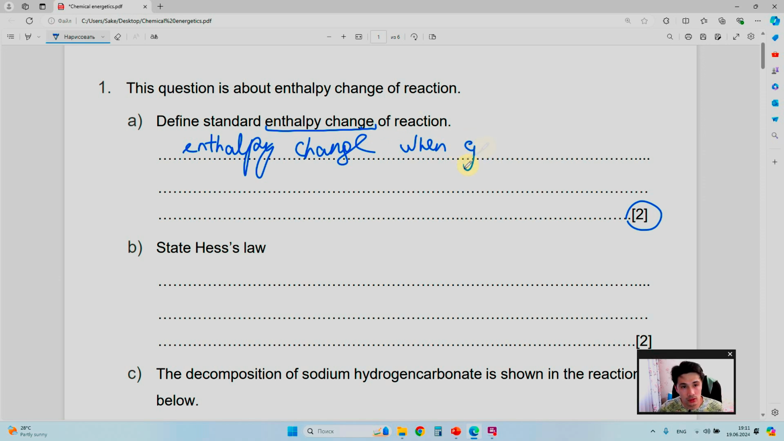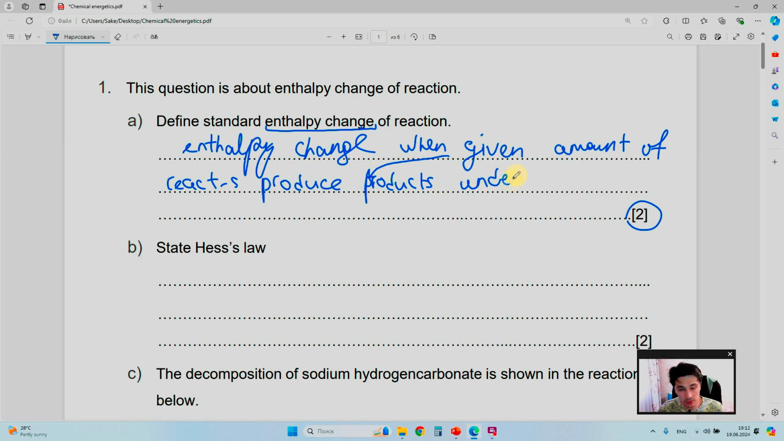when given amounts of reactants produce products, also given amount of products under standard conditions. And you also may add in their standard aggregate states.